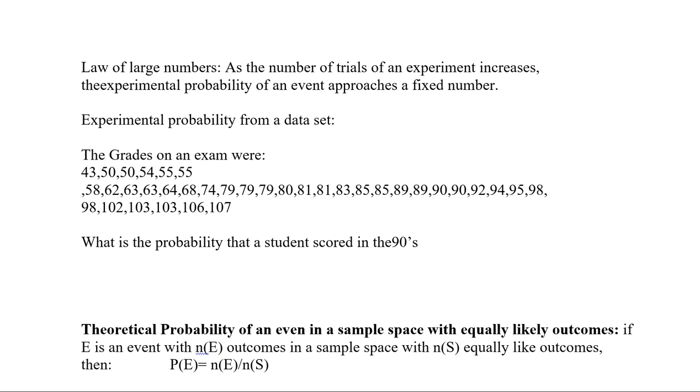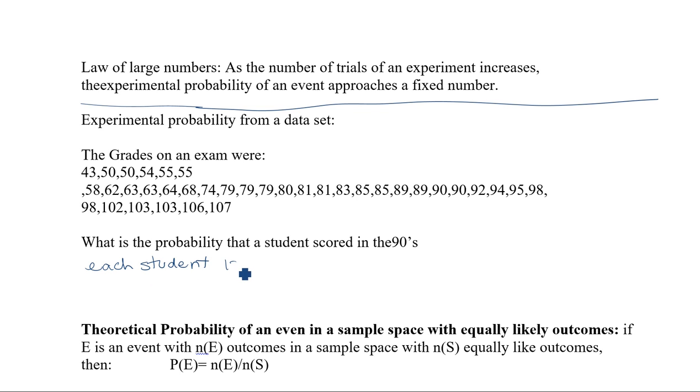So now, let's look at the idea of experimental probability from a data set. For my data set here, I've got a list of grades on an exam. I believe this was the results of a 109 exam several semesters ago when I taught more than one section. And so the exam scores are what's given. What's the probability that a student scored in the 90s? Well, here, each student is an experiment.